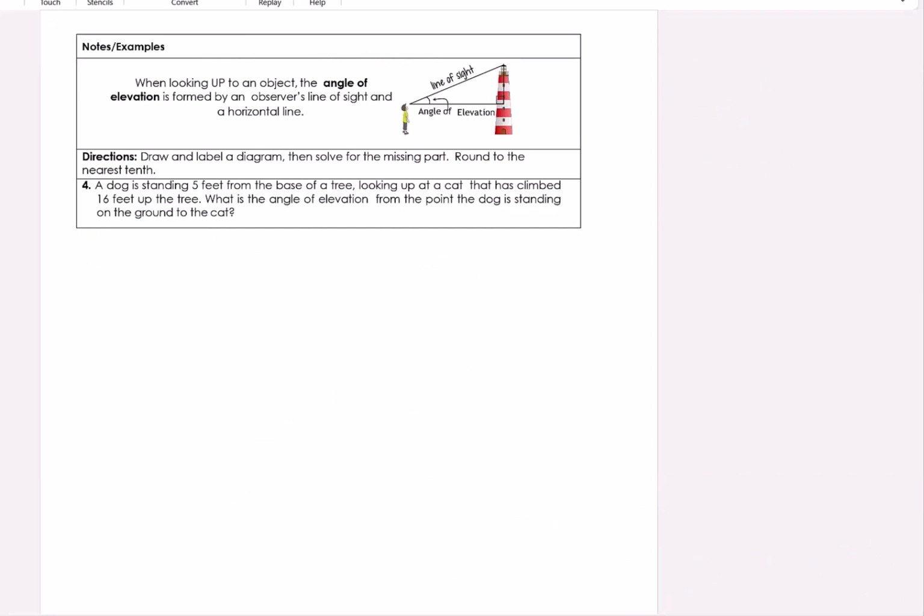And really the first thing you always want to do is draw a picture. A dog is standing 5 feet from the base of a tree. This is my tree, and my dog is, okay, there's my dog. And the distance from here to here is 5 feet. Looking up at a cat that has climbed 16 feet up in the tree. Here's my cat in the tree, which means that the dog is looking up at the cat, and the dog is 5 feet from the tree.